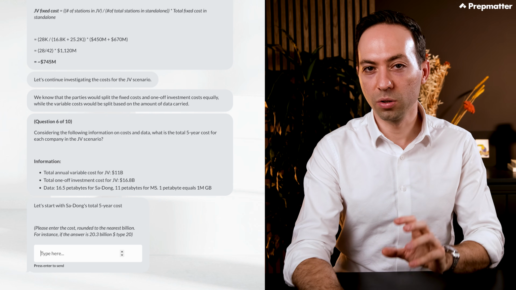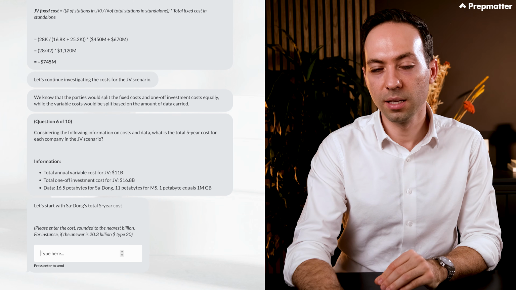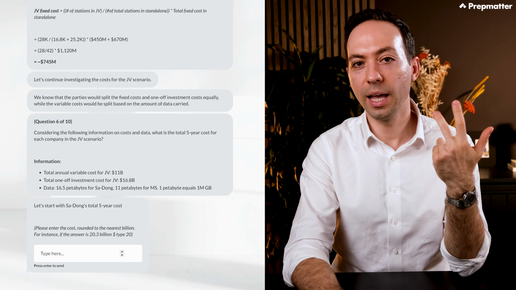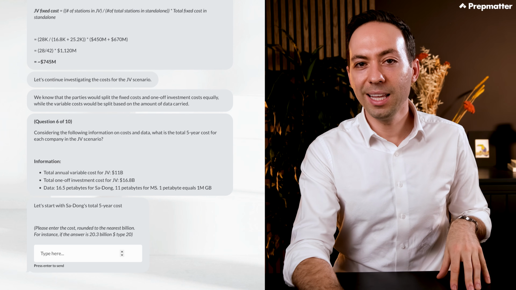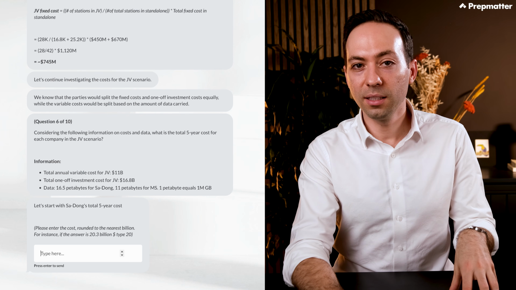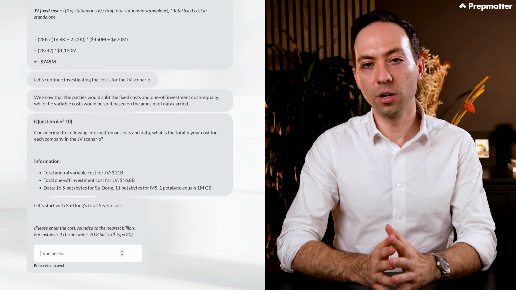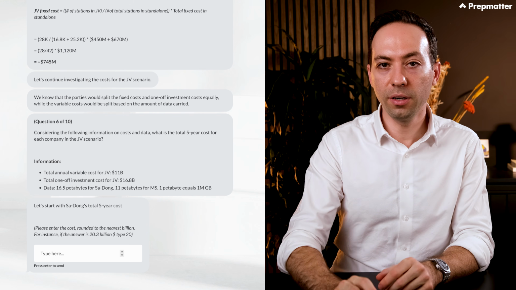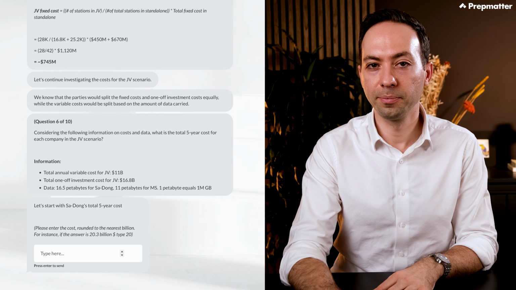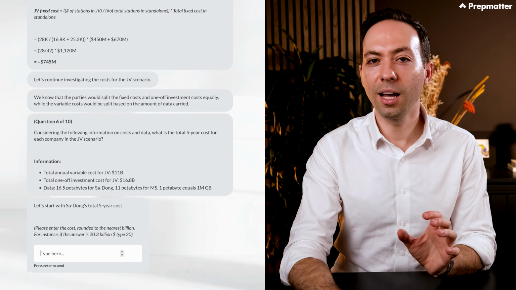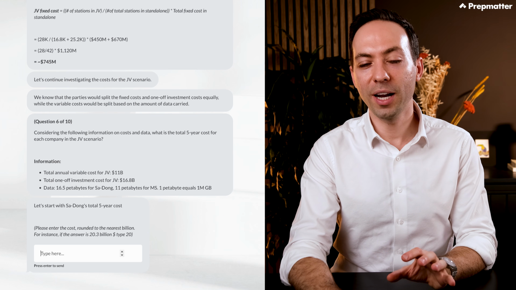We'll start with Sadong's total cost in the next 5 years. Let's write down each of the 3 cost items: investment, annual fixed, and annual variable costs. If the total investment cost is 16.8 billion and the split is even, then Sadong's share is $8.4 billion. Moving to the annual fixed cost, let's use our previously calculated figure of $745 million. Let's divide it by 2. That would be $372.5 million.